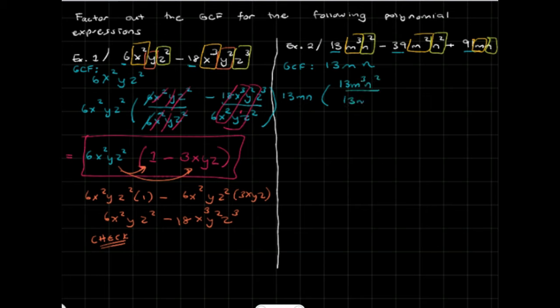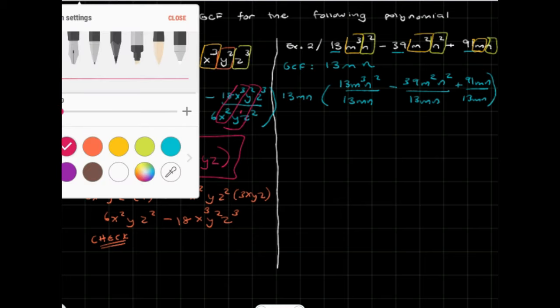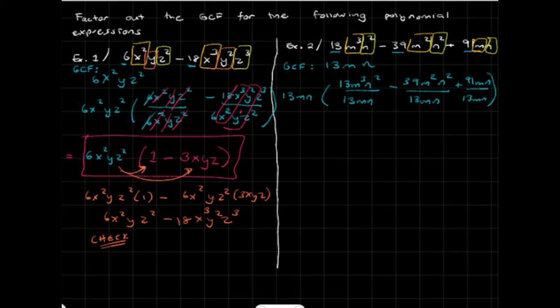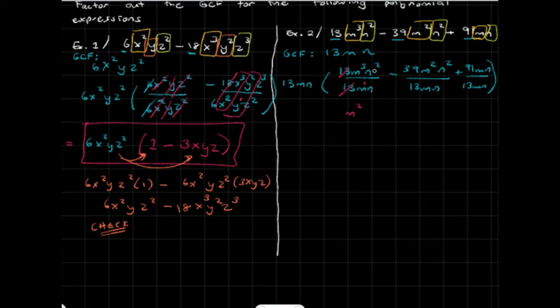So I divide 13m cubed n squared by 13mn, minus 39m squared n squared divided by 13mn, plus 91mn divided by 13mn. Okay. And then I simplify the inside of the factor, right? So this is a trinomial because there are 3 terms. 13 divided by 13 is 1. m cubed divided by m, which is m to the power 1, is m squared. n squared divided by n, which is n to the power 1, is n, right?